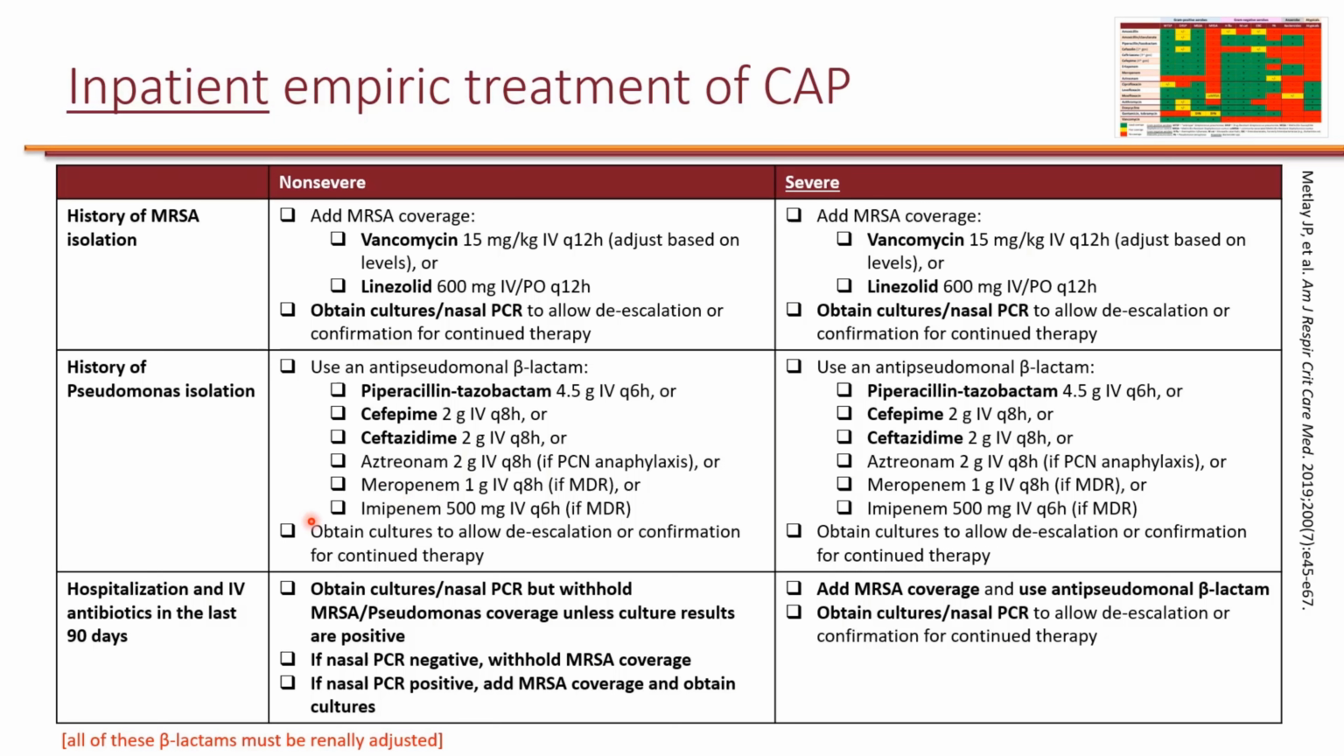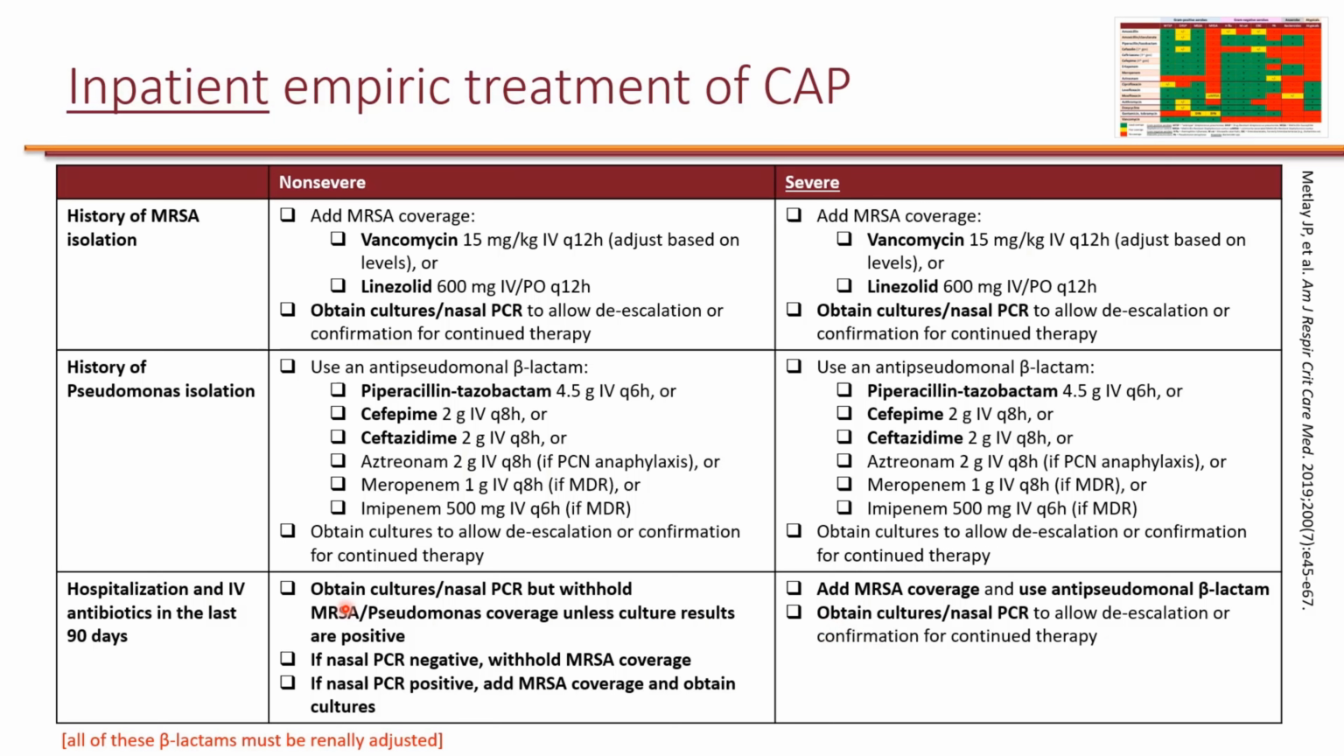Now, it is important to obtain cultures to allow de-escalation or confirmation for continued therapy. In other words, if you do not grow Pseudomonas on the culture, then you can de-escalate these back to ceftriaxone. Or if you did grow Pseudomonas, then you know that you had made the right decision, and then you will continue these anti-Pseudomonal coverage. Now, the same is true for severe and non-severe, so this strategy is the same, it doesn't matter. If the patient has had hospitalization and IV antibiotics in the last 90 days, that's when the strategy is different between non-severe and severe.